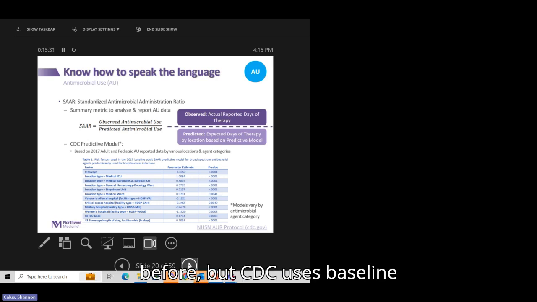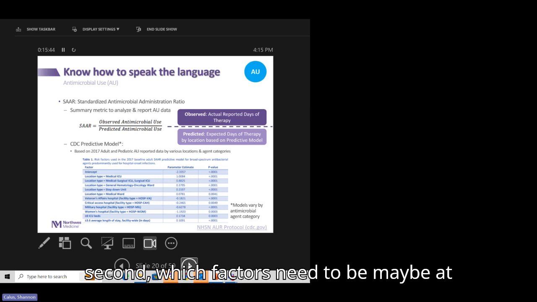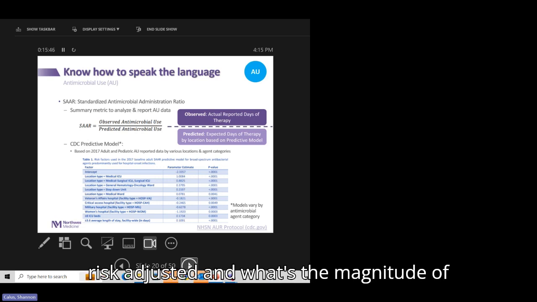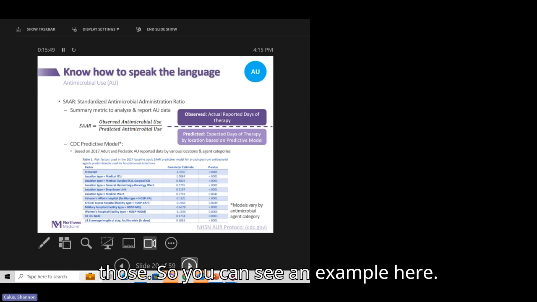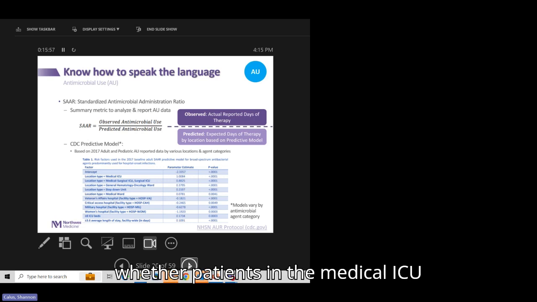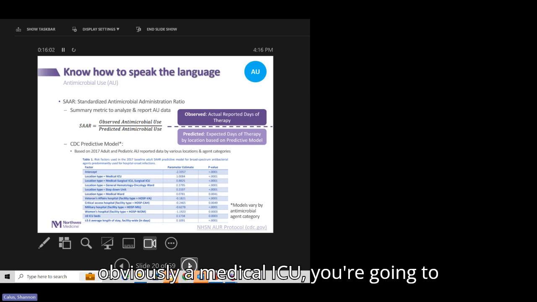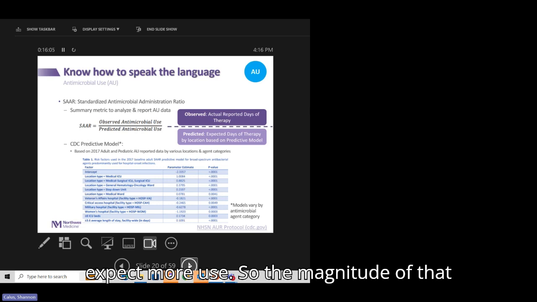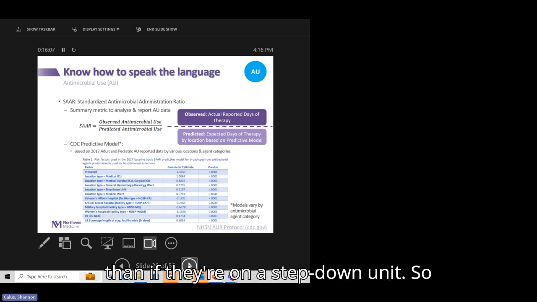So we talked about this before, but CDC uses baseline standards, so 2017 data from adult and pediatric AU reporting to figure out for each antimicrobial agent category, which we'll touch on in just a second, which factors need to be risk adjusted and what's the magnitude of those. So you can see an example here. This one's for hospital onset infections, broad spectrum agents. So things like whether patients are in the medical ICU versus a step down ward. Obviously in a medical ICU, you're going to expect more use. So the magnitude of that risk adjustment is going to be greater than if they're on a step down unit.